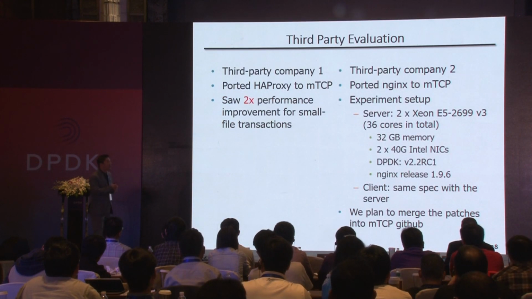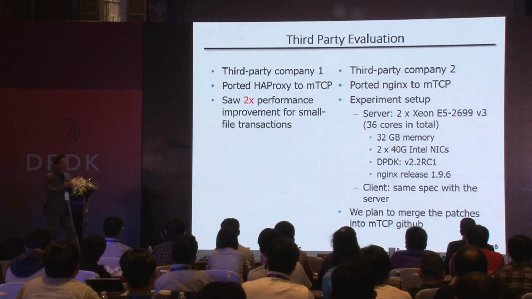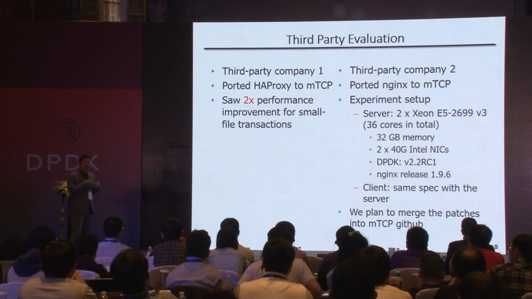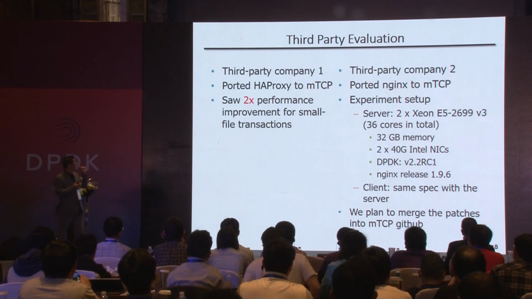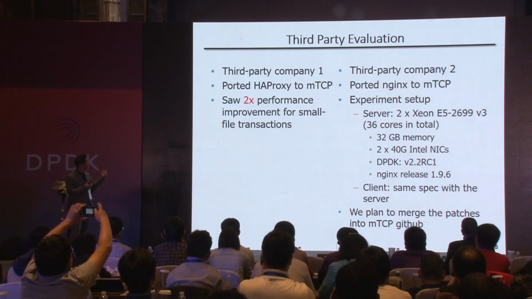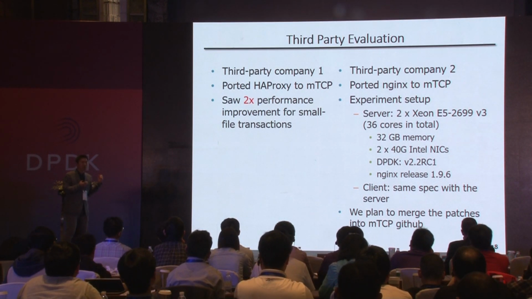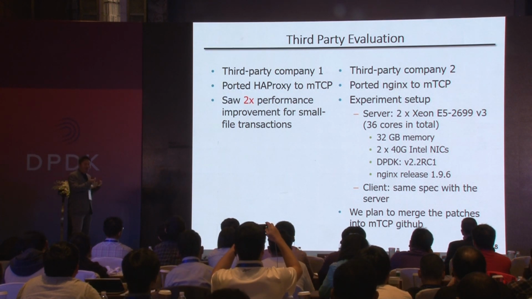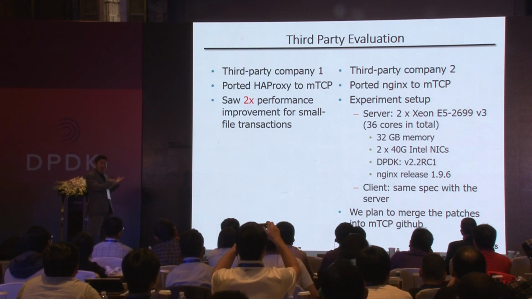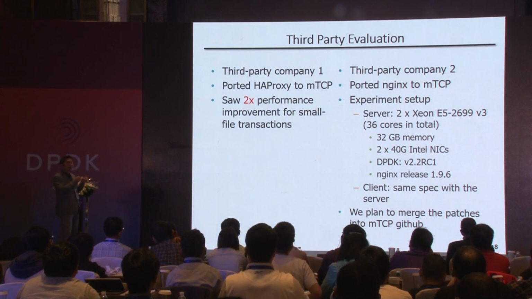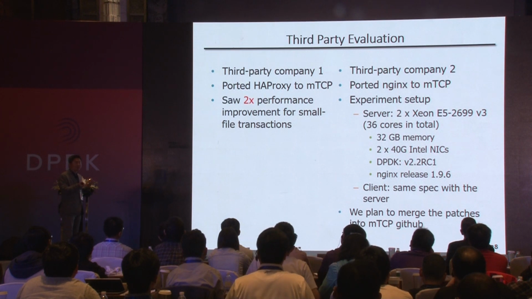Okay. So I'll introduce two third-party evaluations. This is not done by us, but I cannot expose the name here. Third-party one actually ported HAProxy, which is a load balancer, to use mTCP, and they report a 2x performance improvement for small file transactions. We don't actually have more detail about this experiment. But third-party two ported Nginx, similar to Lighttpd, but more efficient, I think.